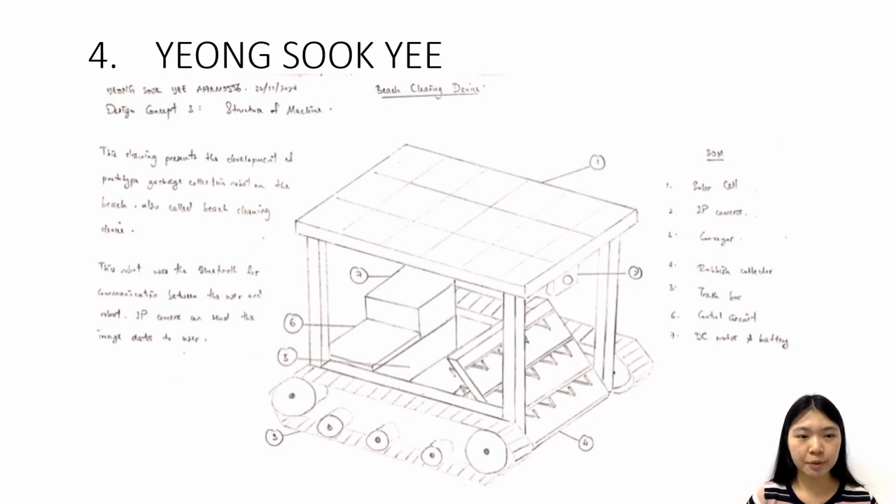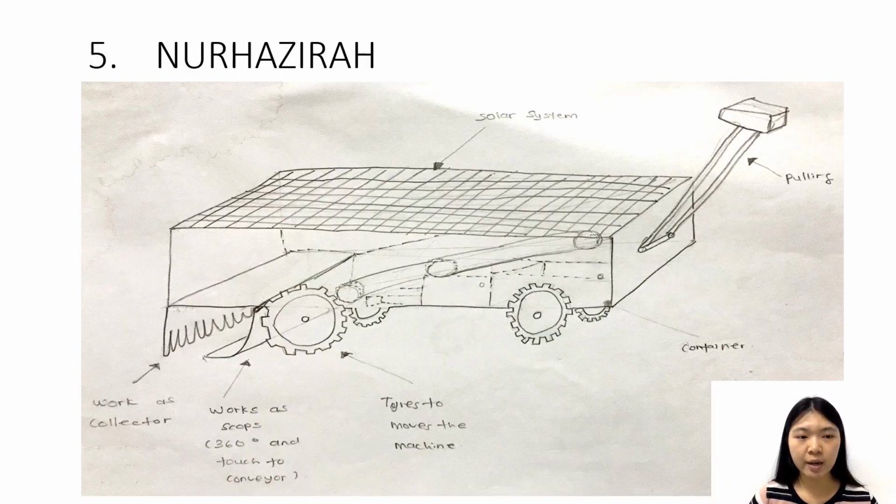The fourth design is from Yeong Sook Yee, and this design uses Bluetooth to connect the user and machine, and the conveyor acts as the prime mover. A solar system and battery are used to provide energy to the machine. And lastly, it uses a conveying method to collect and transfer the beach rubbish. The fifth design is from Hazirah, and this design uses a pulling method to move the machine, and it also uses a conveying method to transfer the beach rubbish. A solar system and battery are used to provide energy to the machine, and the whole machine is covered.